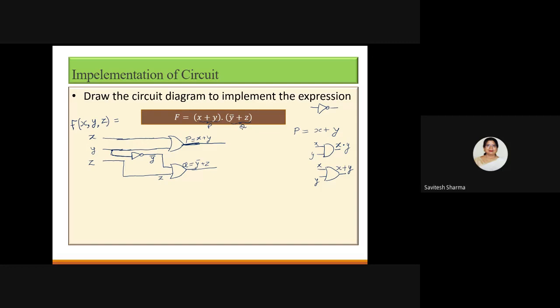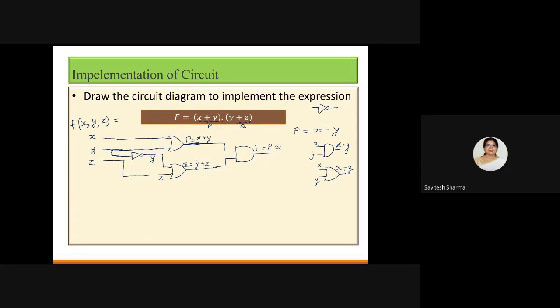So for the first term you need an OR gate, for the second term you again need an OR gate, and now how are P and Q, or these two terms, joined? These are joined by dot. That means you need to add one AND gate. This will give you P dot Q, and this P dot Q is actually your F. You know that P is x plus y, and Q is y bar plus z. So this is the procedure to convert the Boolean expression into the circuit diagram.